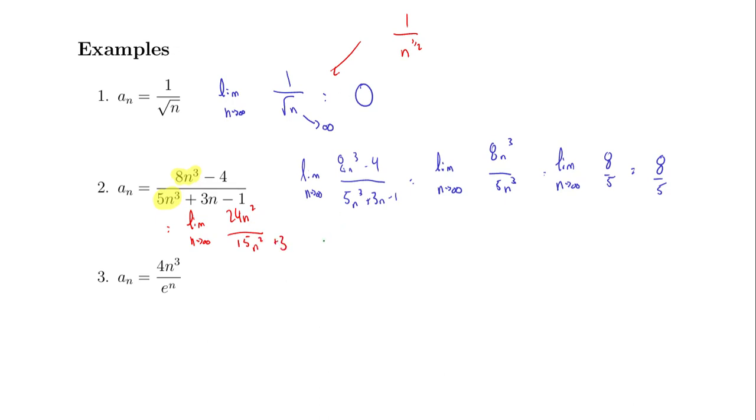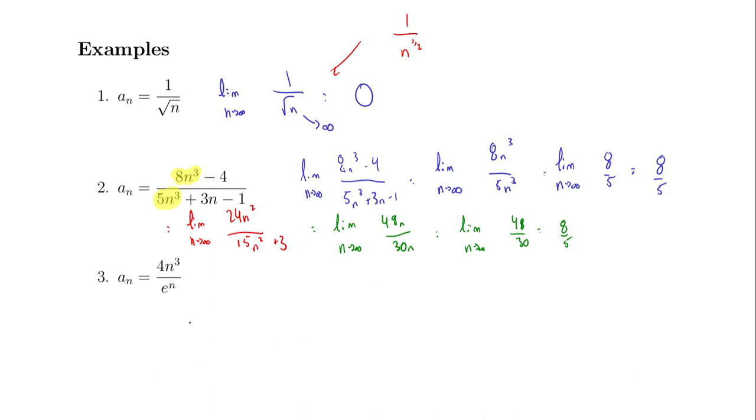And then you've got L'Hôpital's rule again. And so you could say, all right, this is the limit as n goes to infinity of 48n over 30n, which is really just 48 over 30. And 48 over 30 is 8/5. So, hey, same thing. Whether you're thinking about this as just a polynomial or using L'Hôpital's rule, that's fine.